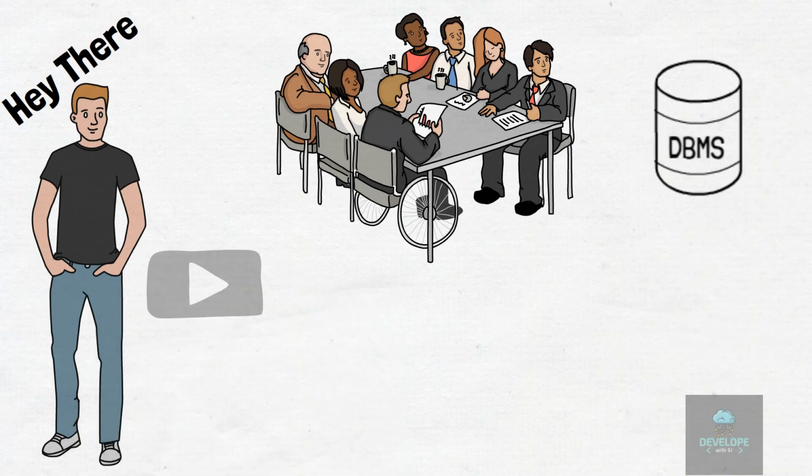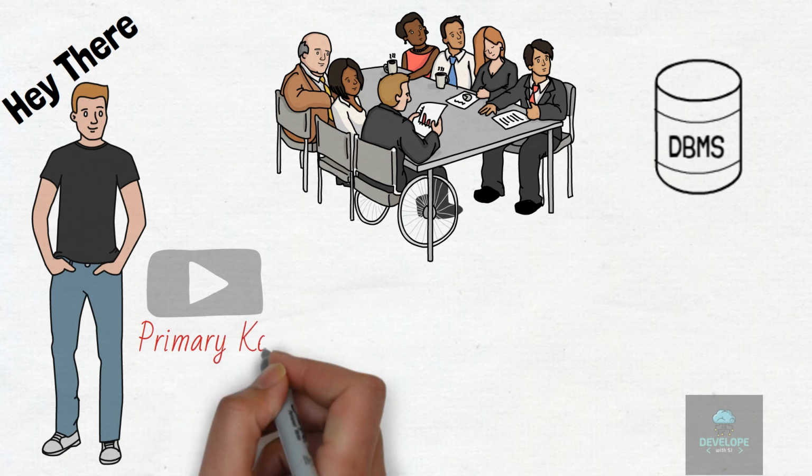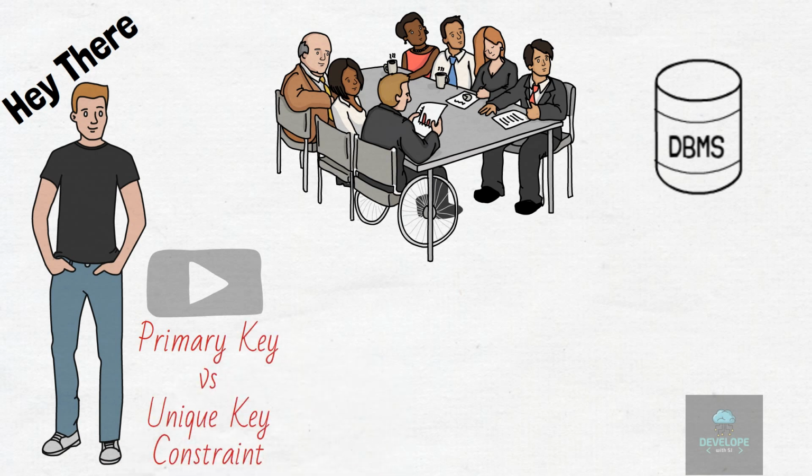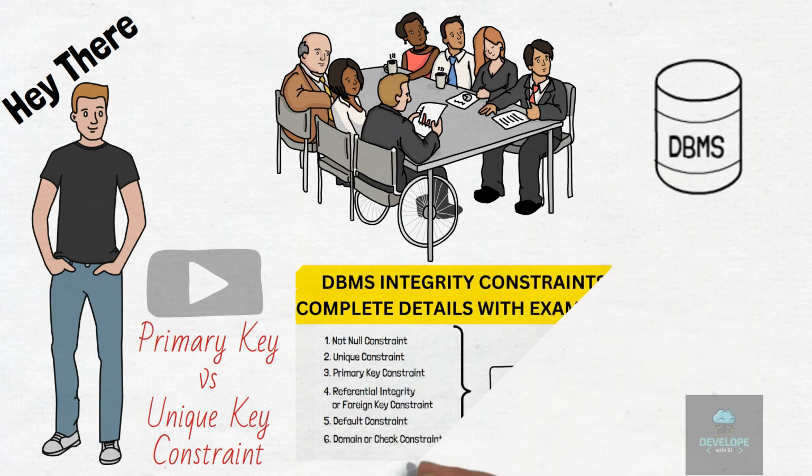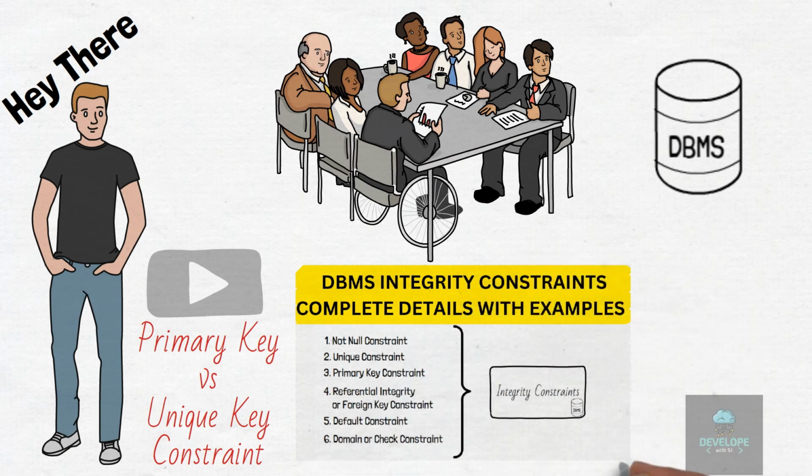In this video we shall discuss the difference between primary key and unique key constraint. This video is a short video of complete discussion on integrity constraints in DBMS.